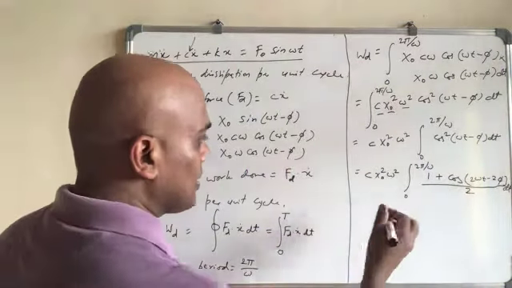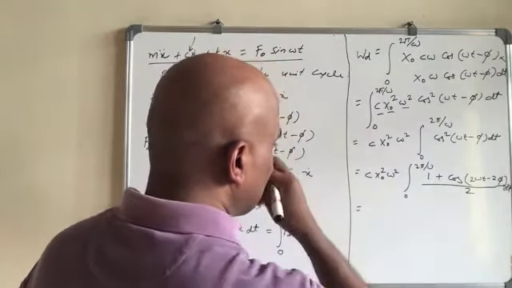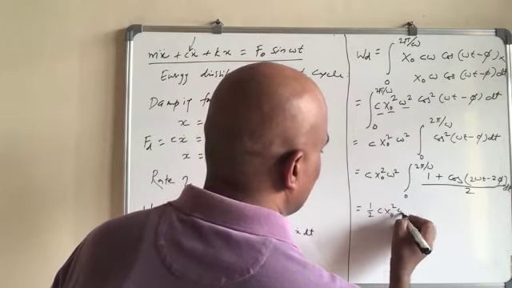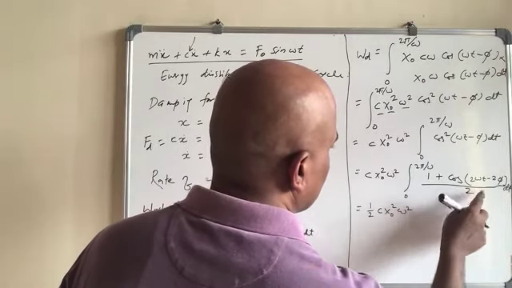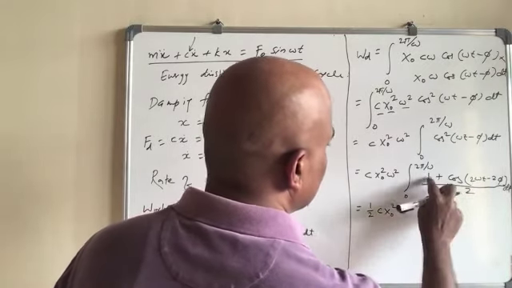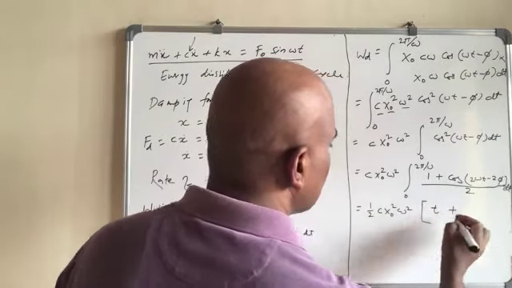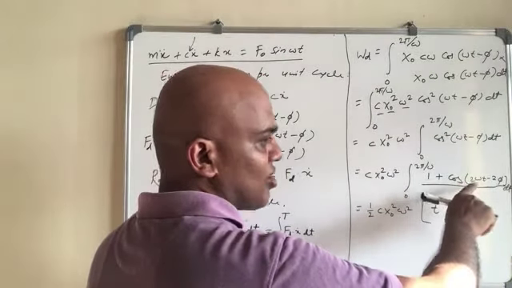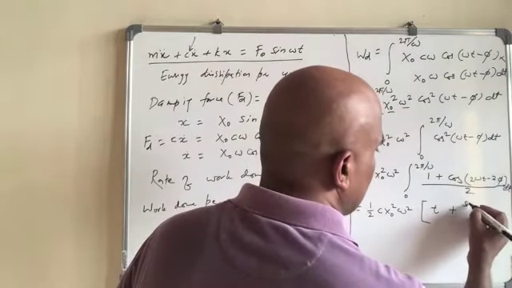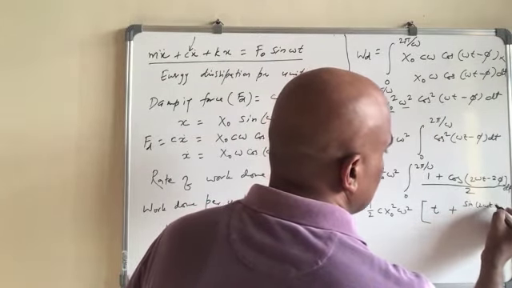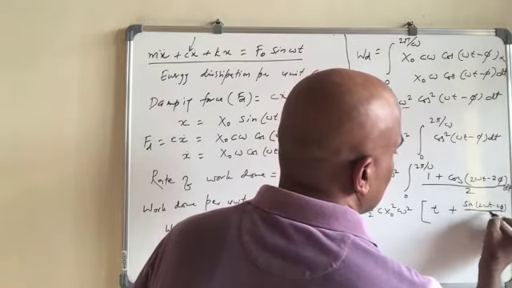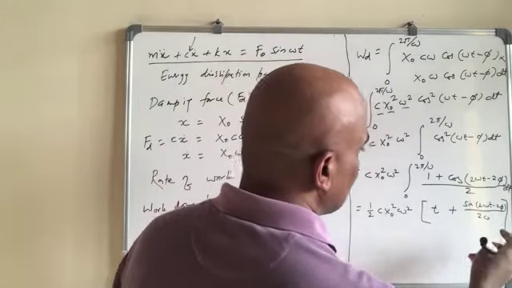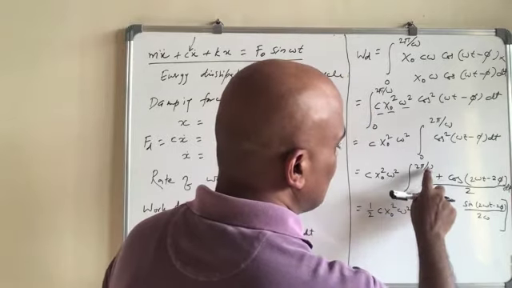So from here we get half outside, so half c x naught square omega square, and then we integrate: we get t plus, and integration of cos gives sine, so sine 2 omega t minus 2 phi divided by 2 omega, and then we have integrated from 0 to 2 pi over omega, right?